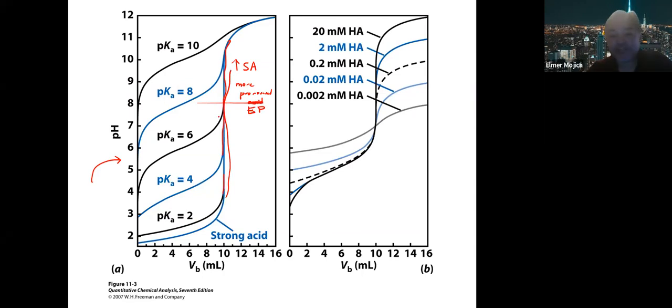The same thing applies to the effect of concentration here. The higher the concentration of your weak acid, the more pronounced is the equivalence point. Look at the 20 millimolar, the black one there, then the 2 millimolar, it's just this region that you have there, and then the 0.2, which is the broken line. So they become less pronounced as the concentration of the weak acid decreases.